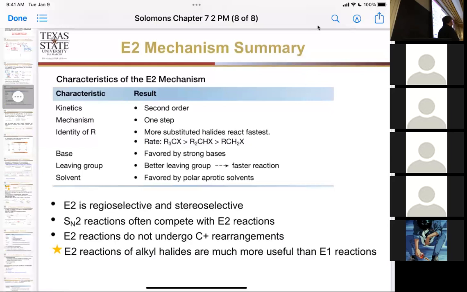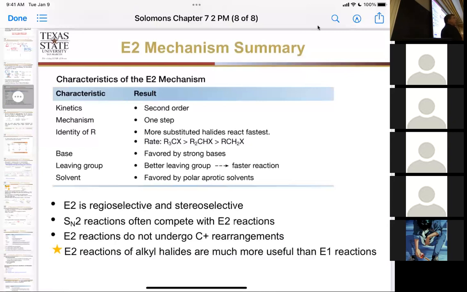The better the leaving group, the faster the reaction. So bromine's faster than chlorine. And it's favored in polar aprotic solvents. Remember, you need polar protic solvents to have carbocations. So if you don't want to form a carbocation, you do it in a polar aprotic solvent so that you don't form that carbocation. So our E2s are faster in polar aprotic solvents. The other thing we found out was that E2 is regio- and stereoselective.